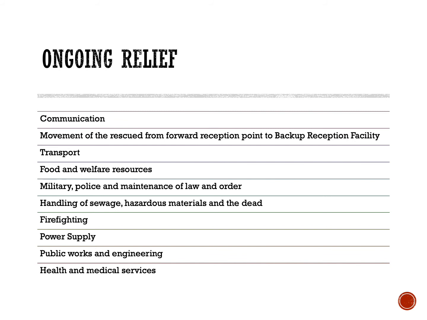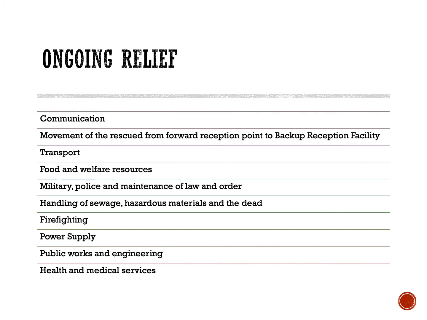So you have to also get the military, police, and the law enforcement agency to ensure maintenance of law and order. Then you have to think of how you manage sewage, hazardous material, and the debris to ensure that they are properly disposed of, so that they are not constituting health hazards to those that are living and survivors. Firefighters must be in place, power supply must be restored, public works and engineering need to start repairing, especially things that have the potential of causing more harm.